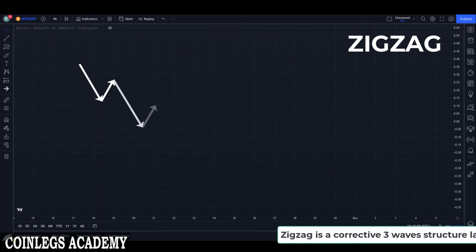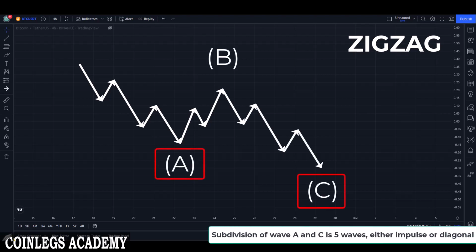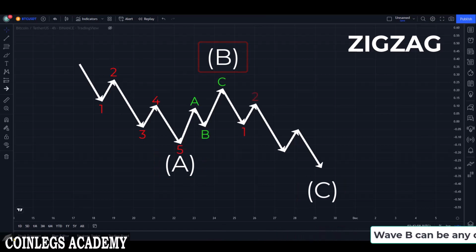Zigzag is a corrective 3-wave structure labeled as ABC. The subdivision of waves A and C is 5 waves, either impulsive or diagonal. Wave B can be any corrective structure. Zigzag is a 5-3-5 structure.